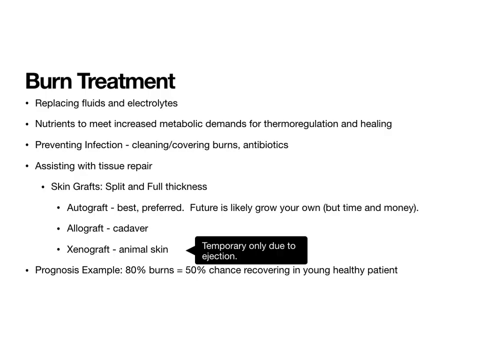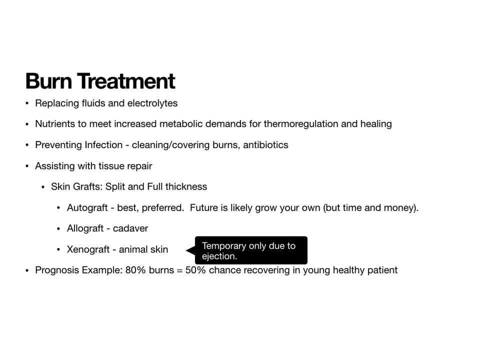The nutrients need to meet the increased metabolic demands for thermoregulation and healing. Once again, we don't have that protective layer, that dermis and epidermis, to help regulate our temperature, which helps promote healing. So we need to artificially mimic that until the body can catch up and start healing for itself. We want to prevent infection. We need to clean. We need to cover the burns. Oral and IV antibiotics, topical antibiotics, keeping those burns protected so they're able to heal completely.